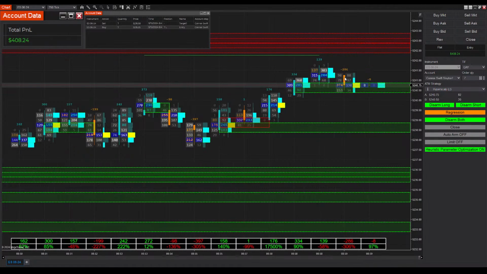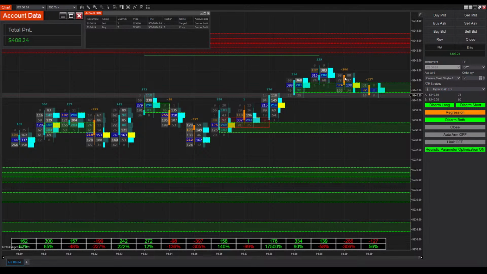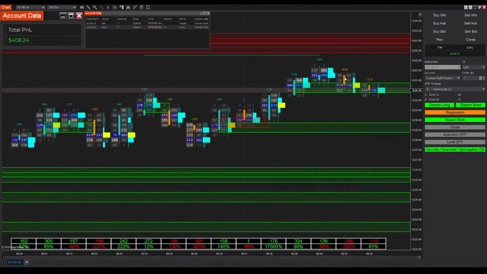Hey, if you guys are having trouble getting ES to take trades, make sure you have an ES model loaded if you're using Polarity on ES.